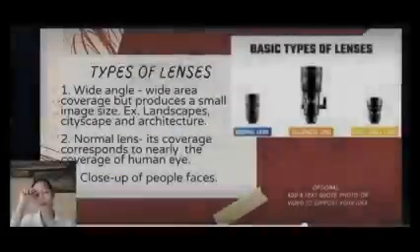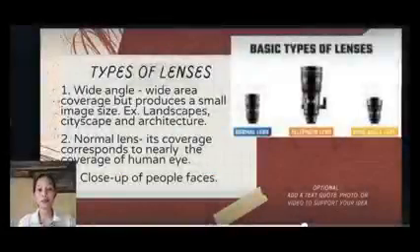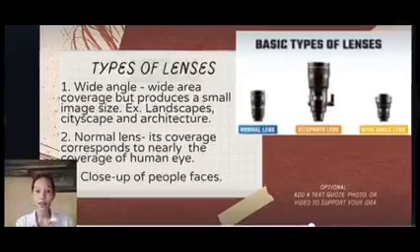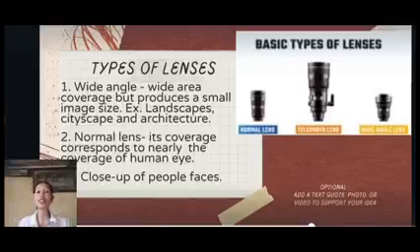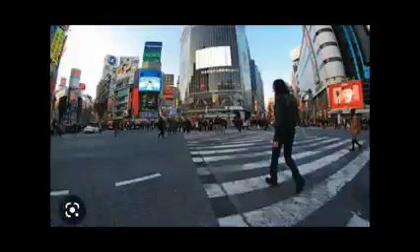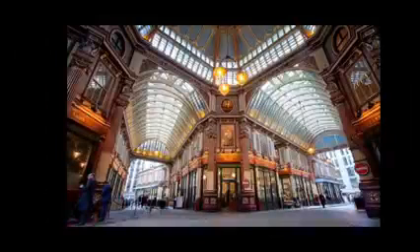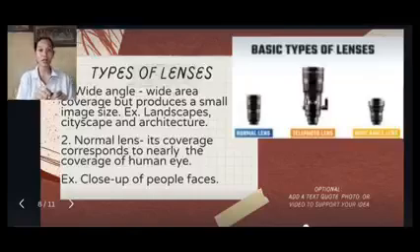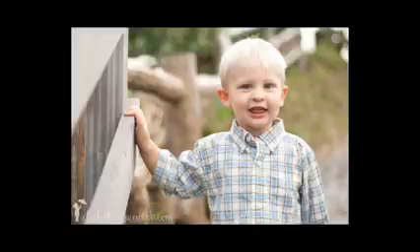The next one would be the different types of lenses. The first one is the wide angle. Wide area coverage but produces a small image size. The best examples for this are landscape shots, cityscapes, and architecture. The second one would be the normal lens. Its coverage corresponds to nearly the coverage of a human eye. An example would be close-ups of people's faces.